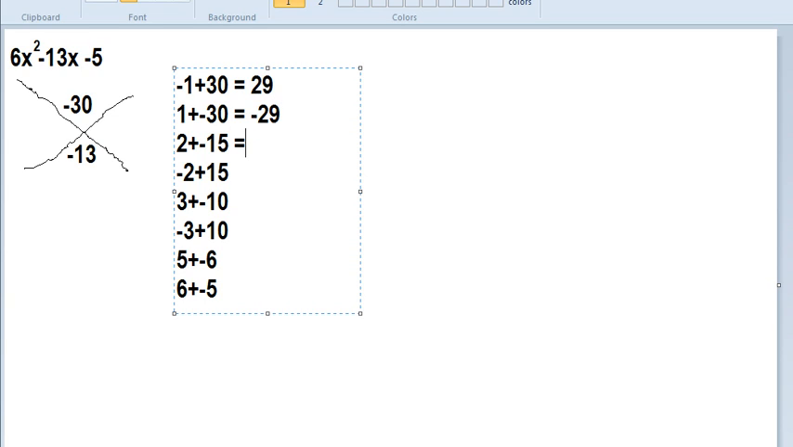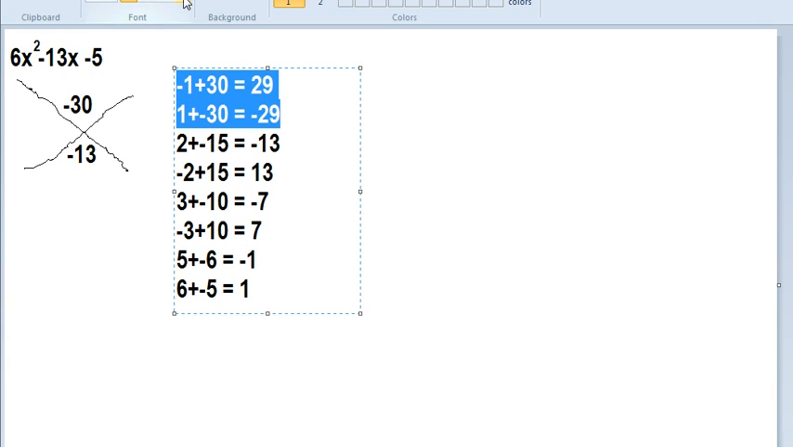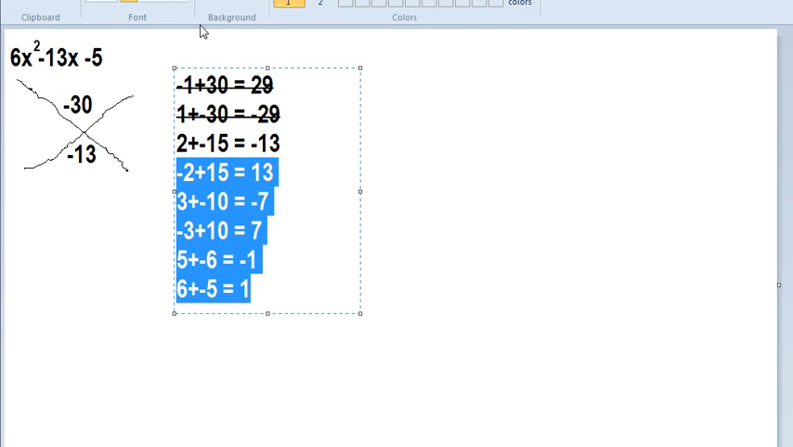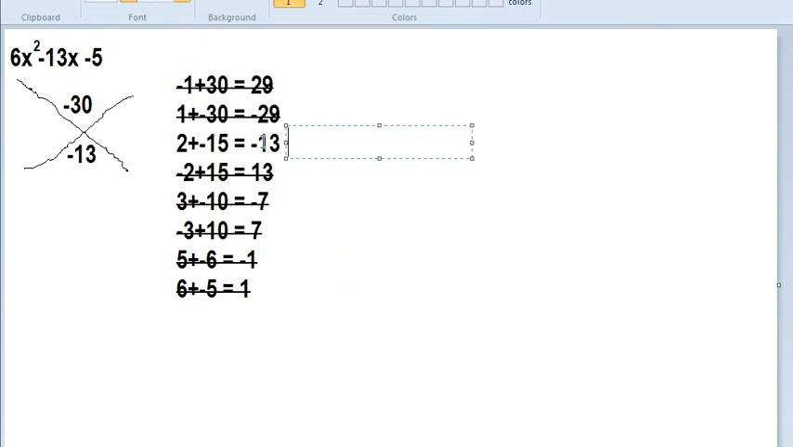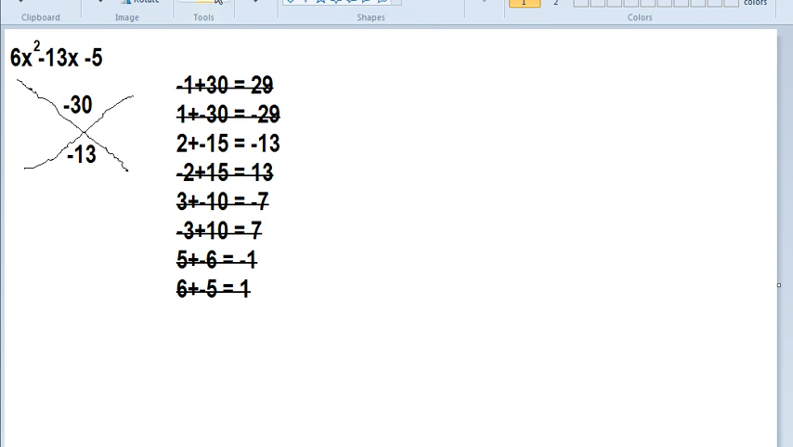So here we're going to get 2 plus negative 15. Oh, that's negative 13. Well, the negative 2 plus 15 I know is going to be positive 13. Oh, wait. Negative 13, that's what we wanted. But anyways, I'm going to go ahead and do all these so you can see that pattern continuing. We get negative 7. We get positive 7. We get negative 1. And we get positive 1. So, we know it's not going to be any of these. It's going to be this one that gives us negative 13, because that's what we were looking for, and there it is. So we got 2 and negative 15 for our answers.